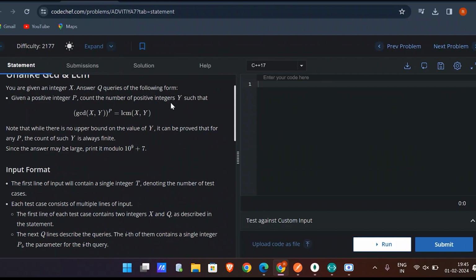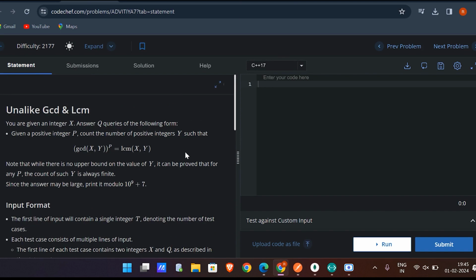We have to find y such that this condition holds: GCD of x and y to the power p should be equal to the LCM of x and y. We'll be given x and we have to find the count of possible values of y, and we need to return that count. The answer may be very large, so we have to return it modulo 10 to the power 9 plus 7.